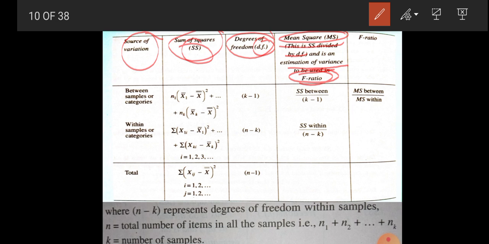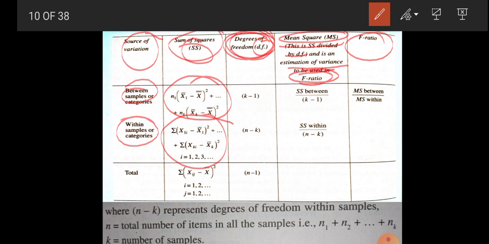You can see the F chart at the back of any of your books, but here also I have explained. And the F ratio we have to find. We have to find two types of things: between sample or categories, and within sample. For between sample the formula is this, and for within sample the formula is this. To find the degree of freedom, you use k minus 1 and n minus k. To find the mean square between samples, you use SS between divided by k minus 1, and within sample, SS within divided by n minus k.